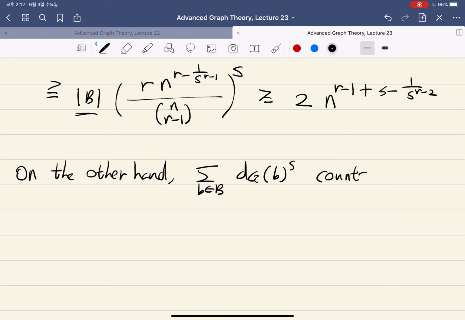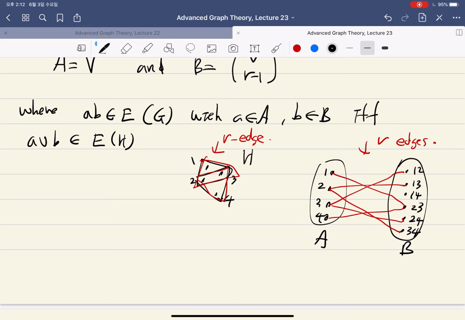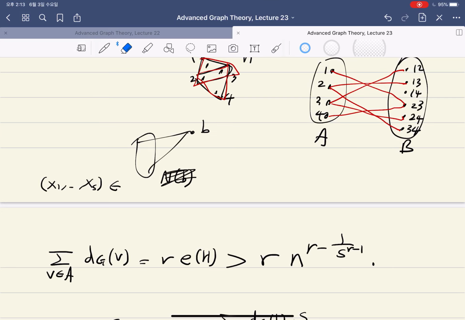This counts as tuples of neighbors over vertex B in here. So meaning that you have a vertex B and then you have neighbor MV. Then you count all the tuples in here.